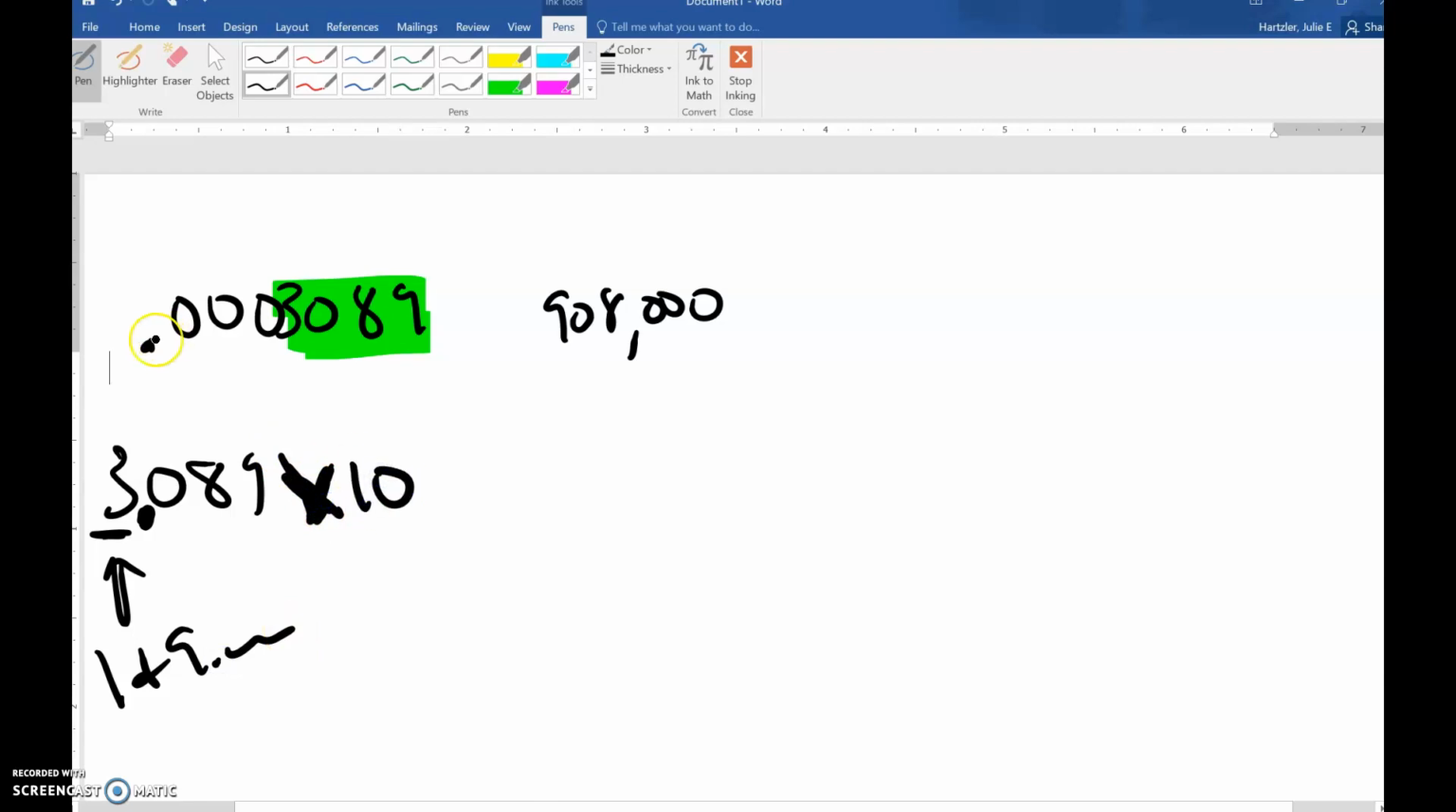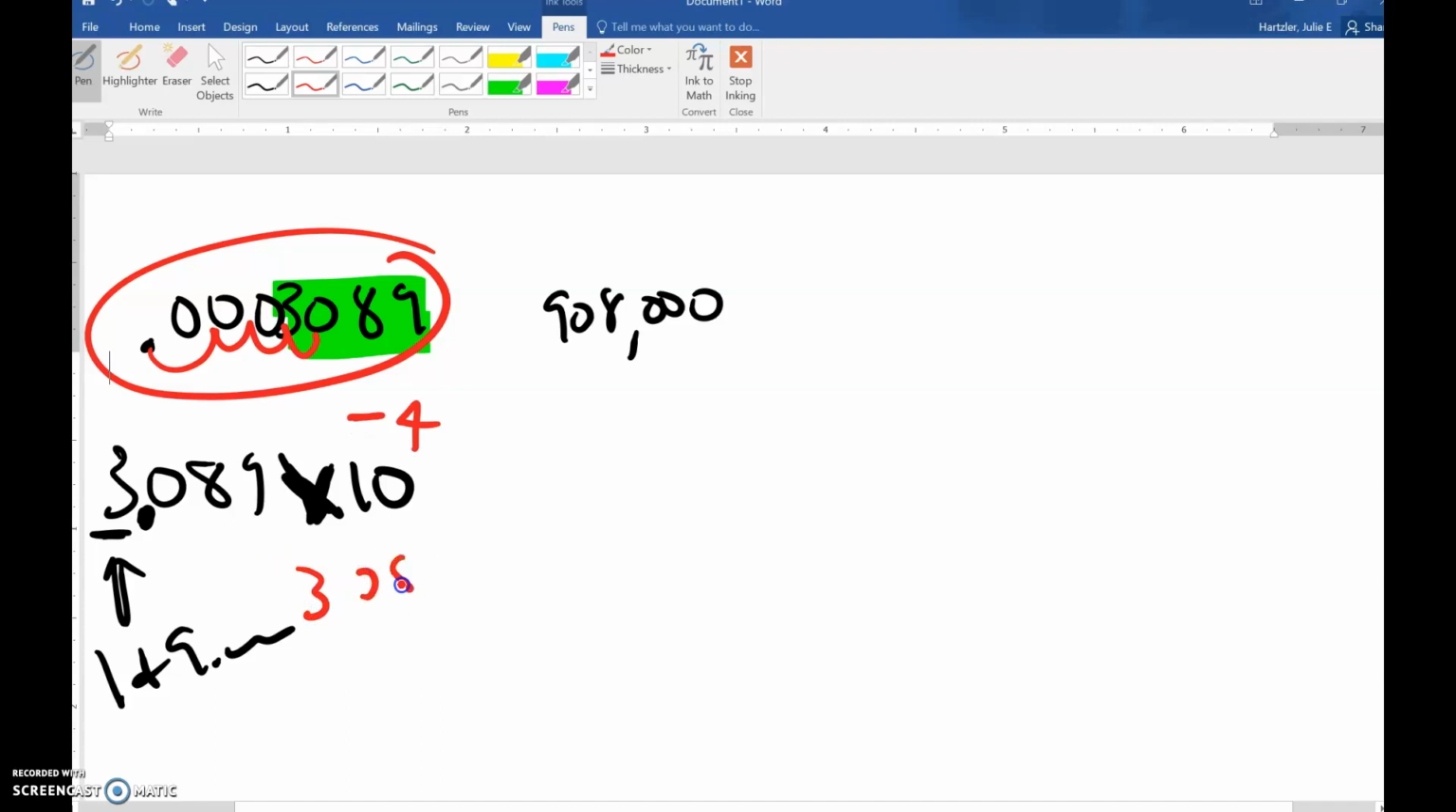Now, how many jumps does it have to go? Well, right now it's here. So 1 jump, 2, 3, 4 jumps. And is it a positive or negative? Well, this is a tiny number, so this has to be a negative exponent. To check your answer, you would take 3.089, the decimal. And negative exponents mean you really have 10 to the 4th down here. So on your calculator, take 3.089 and divide by 10 4 times.